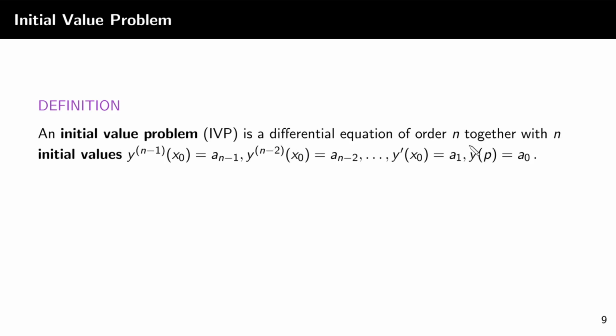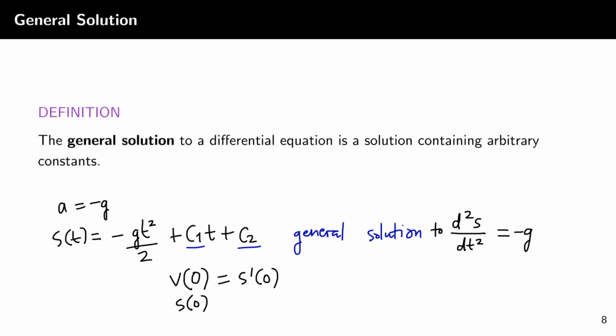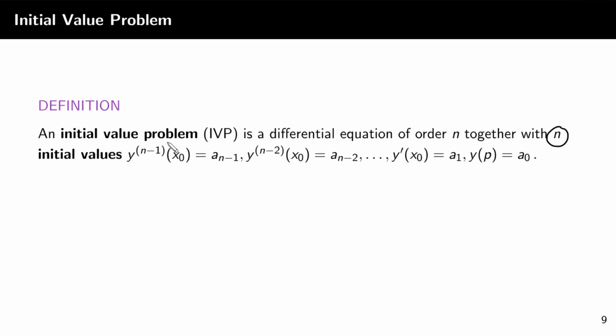So we have a differential equation of order n together with n initial values. So in our problem earlier, this is our differential equation. This is of order 2. And we have two initial conditions, which are the value of s prime of 0 and the value of s of 0. Okay. So again, an initial value problem is a differential equation of order n together with n initial conditions.